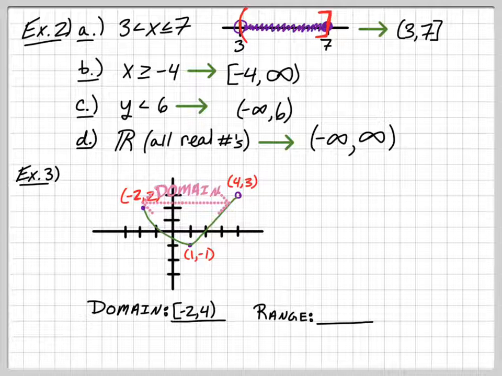So what about the range? So for the range, we know that's up and down. How high does it go? How low does it go? And again, there's no infinities here. It's got definite defined endpoints. So for the range, I'm going to do that in orange here. Up and down, where does it live?